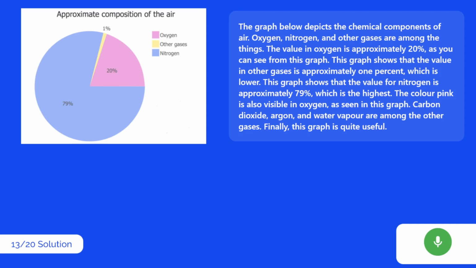The color pink is also visible in oxygen, as seen in this graph. Carbon dioxide, argon, and water vapor are among the other gases. Finally, this graph is quite useful.